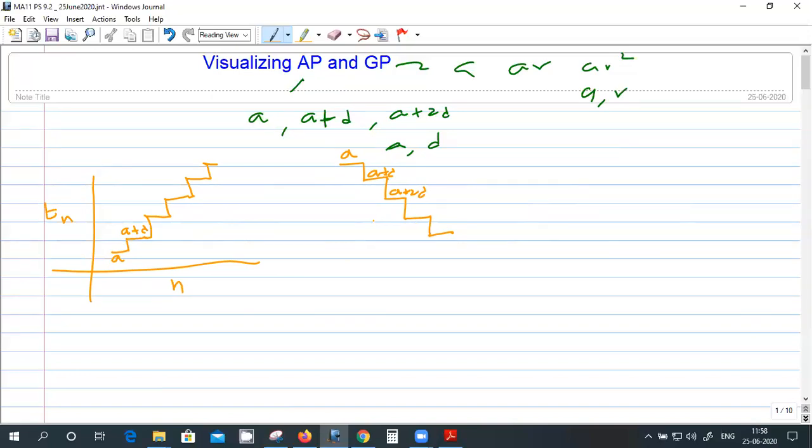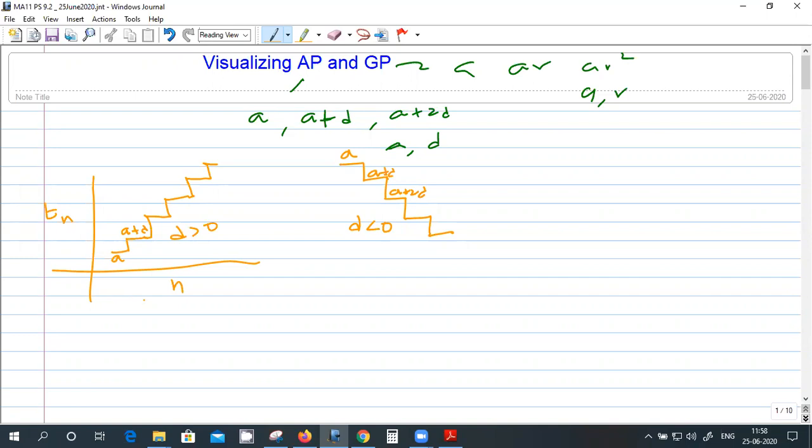Here it is coming down, right? And here it is going up. So A plus D is greater than A, right? Then why is it coming down? Because common difference is negative. So here the common difference is less than 0, and here it is greater than 0.